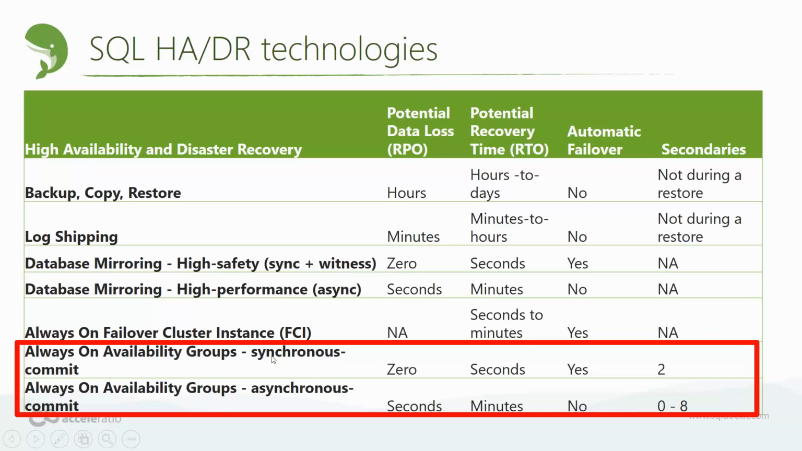So here, in the case of synchronous, you can see that we have zero data loss. Recovery RTO is seconds, so it takes seconds to switch from one node to the other node. And failover can be automatic, will be automatic. And we have up to 2 secondary nodes, so duplicates.